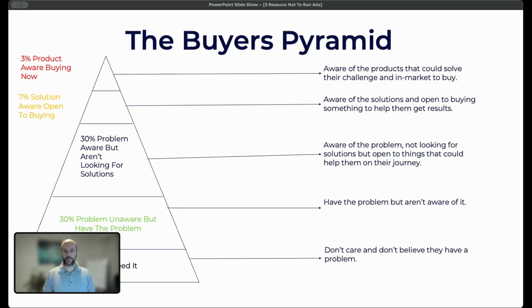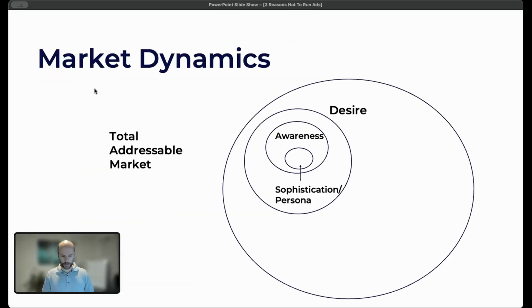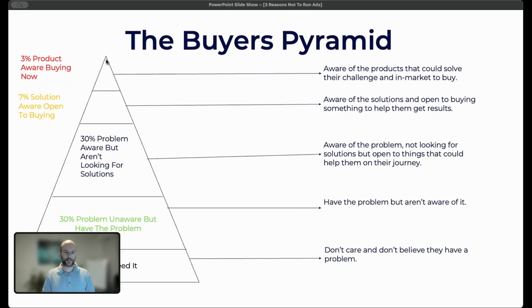So one of the ways that we can break this down is with the buyer's pyramid, which is a very old concept, decades old now. I don't know who first came up with it. Heard it from Chet Holmes, Eugene Schwartz, some of the early stage marketers. But essentially what this theory suggests is that in a total addressable market, there is typically 3% that are ready to buy now. They're looking for something to purchase now.